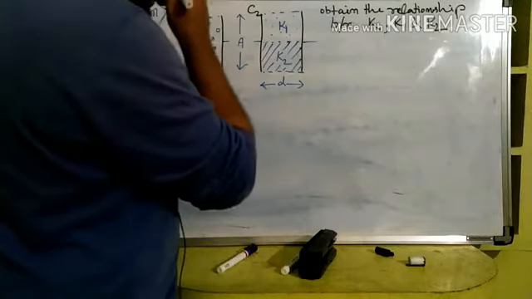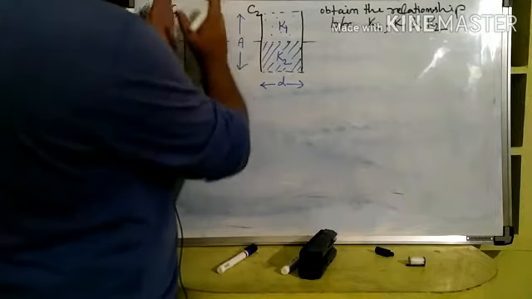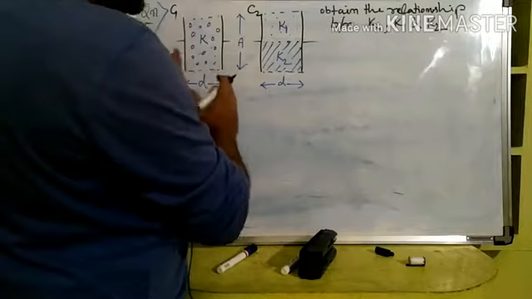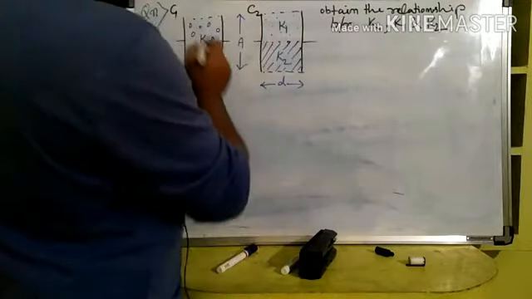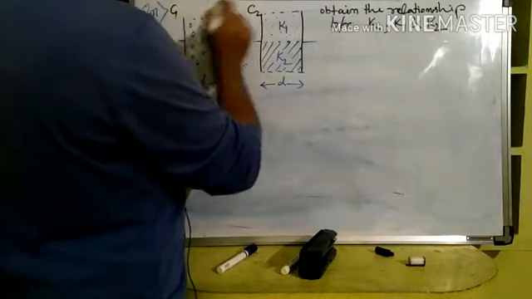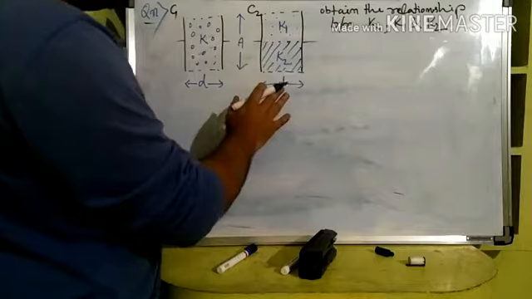Now the condition is that the capacitance of this capacitor is the same as the capacitance of this combination. So the capacitance of C1 is the same as the capacitance of C2 even after this arrangement, and we need to obtain the relationship between K1 and K2. That is the question.